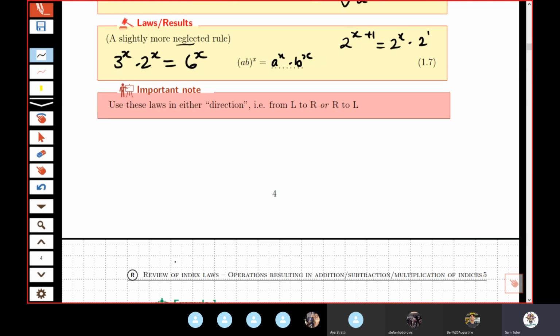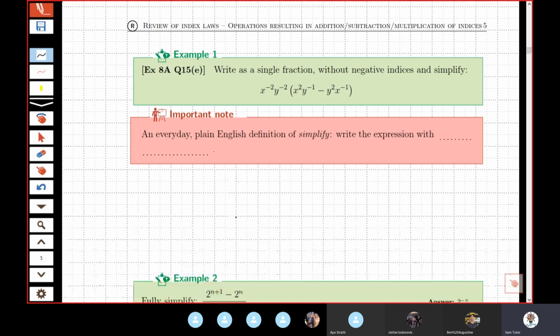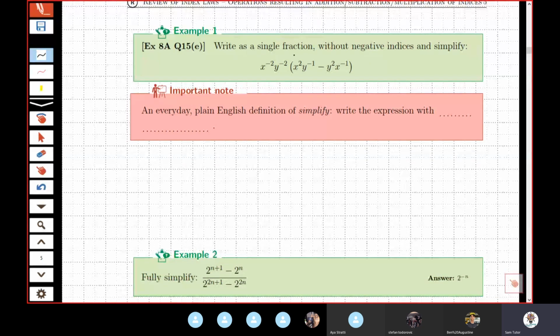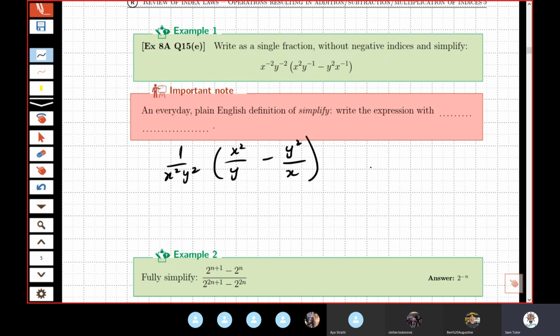Okay, we'll just do a bit of revision of index laws, a little bit of fun stuff. Write as a single fraction without negative indices and simplify. Okay, x to the power of negative 2 is 1 on x squared, 1 on y squared, so 1 on x squared y squared. Then x squared on y minus y squared on x. All right, I'll just pause there. Any questions for me at this stage?